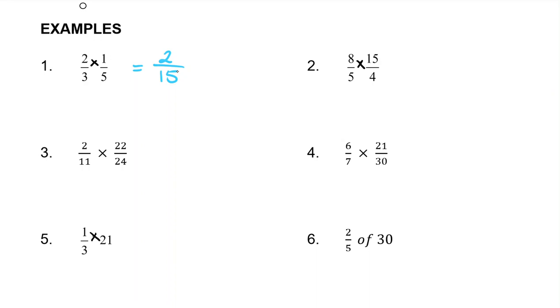I didn't cancel, I timesed. So when you cancel, you don't cancel horizontally, but when it comes to multiply, you are multiplying horizontally. Tops together, bottoms together. Timesing vertically, no. Cancelling vertically, yes. Kayla.